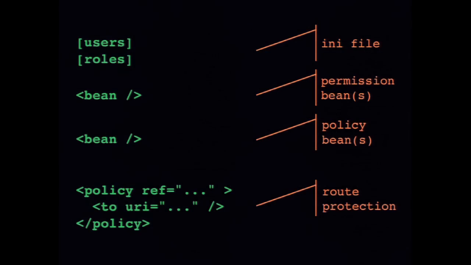Configuration therefore consists of at least 2 files. We have this ini file with the username and role information, password information in my case. We have some beans for permissions and some beans for policies. And then we have to protect the route parts again using policy elements. And that's it.